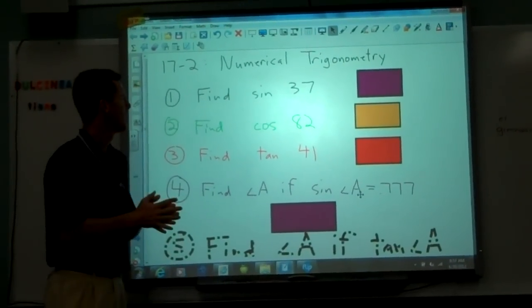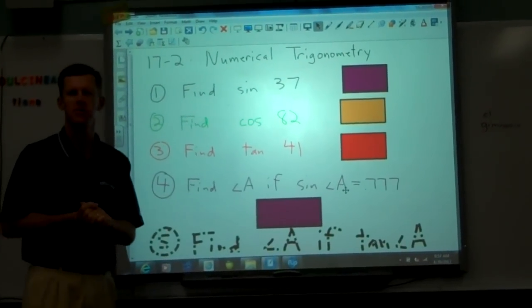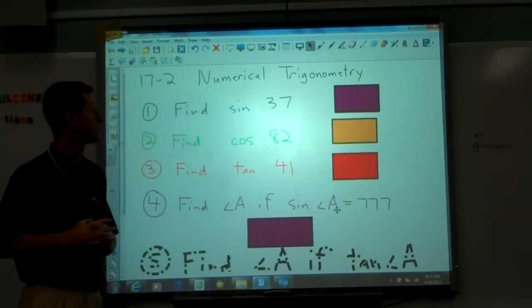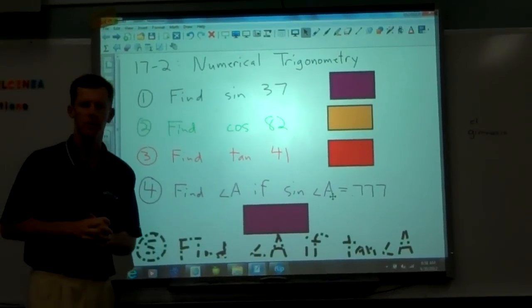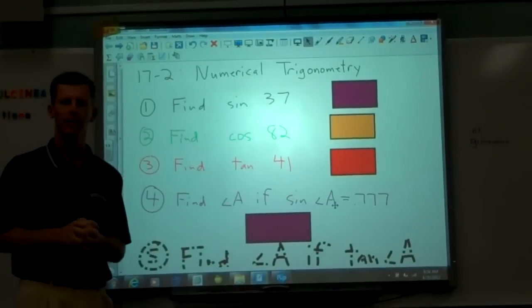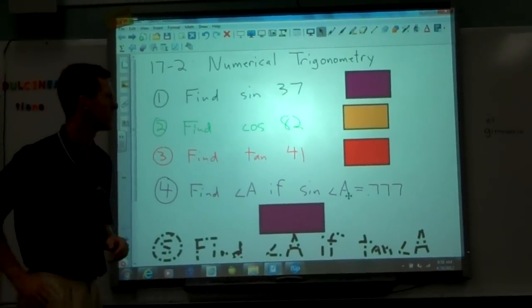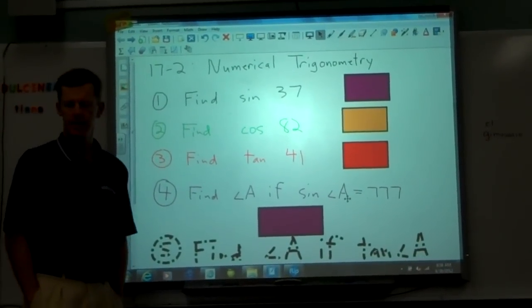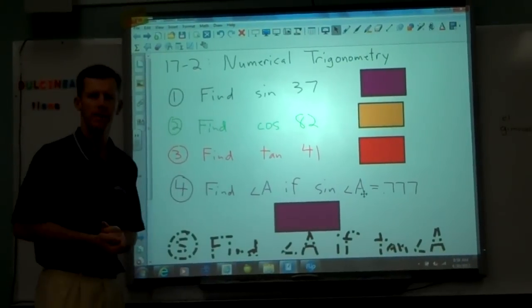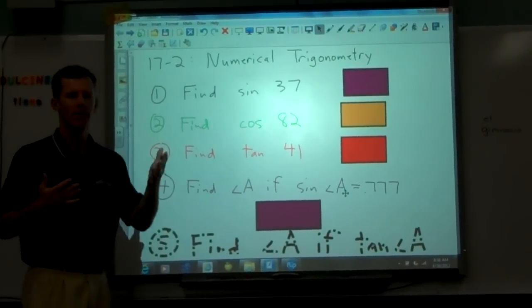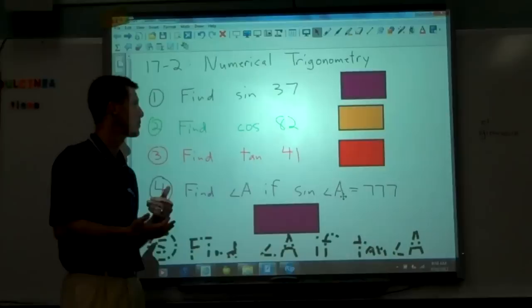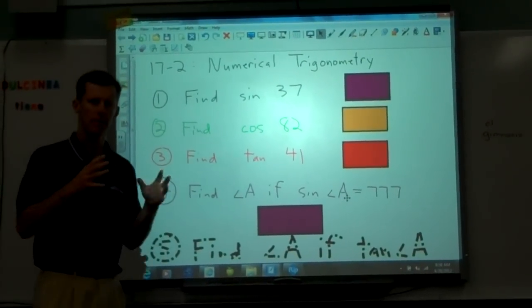Okay, so here we are, back, and we're going to go over 17.2, which is entitled Numerical Trigonometry. So make sure you have a blank piece of paper out. Take good notes as we go through this. And this really isn't that much different than what we did in 17.1, other than sometimes we're going in the reverse direction, and you'll see what I mean when we get to that.